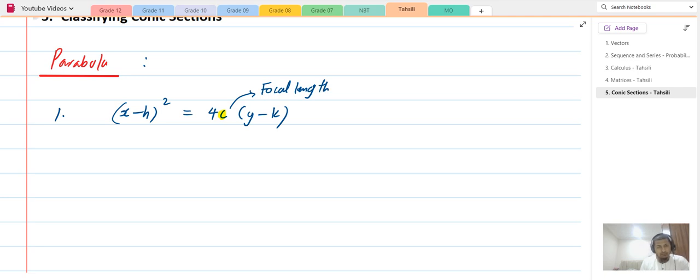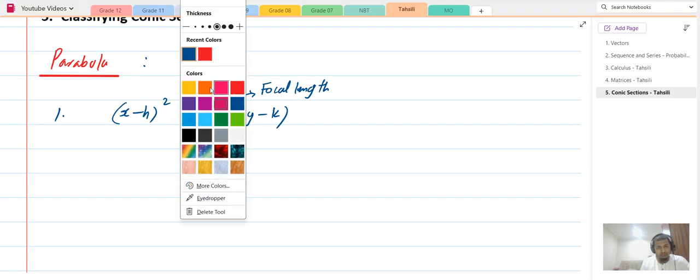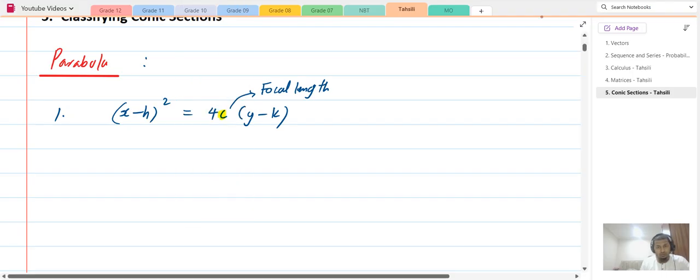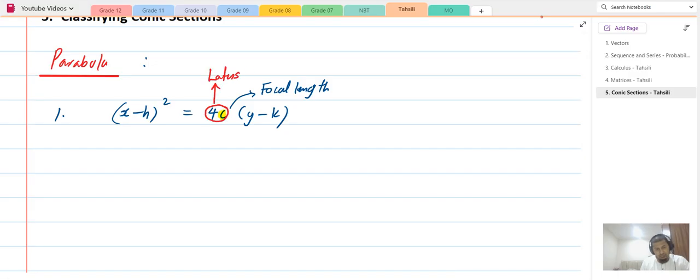The value 4c represents the latus rectum, I will explain what that is. So the absolute value of 4c, the distance, represents the latus rectum. The h and k are the vertex. That's the vertex (h, k) of the parabola.